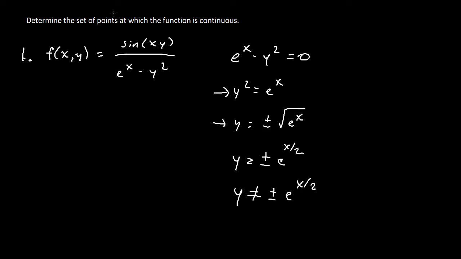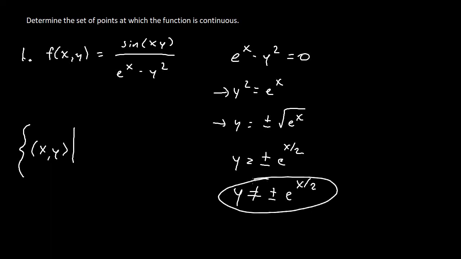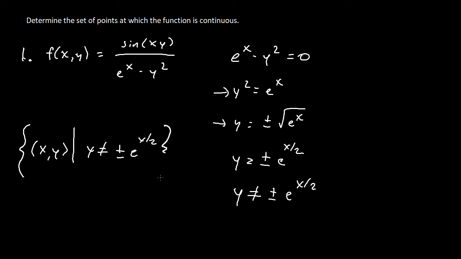So the way we write the set of points at which the function is continuous is similar to the domain, where we write it in set notation. So we have to have the curly brackets. We say for all ordered pairs x comma y such that, and then we can go ahead and state our restriction here. So y cannot equal plus or minus e to the x over 2. And those are going to be a set of points for which the function is continuous.